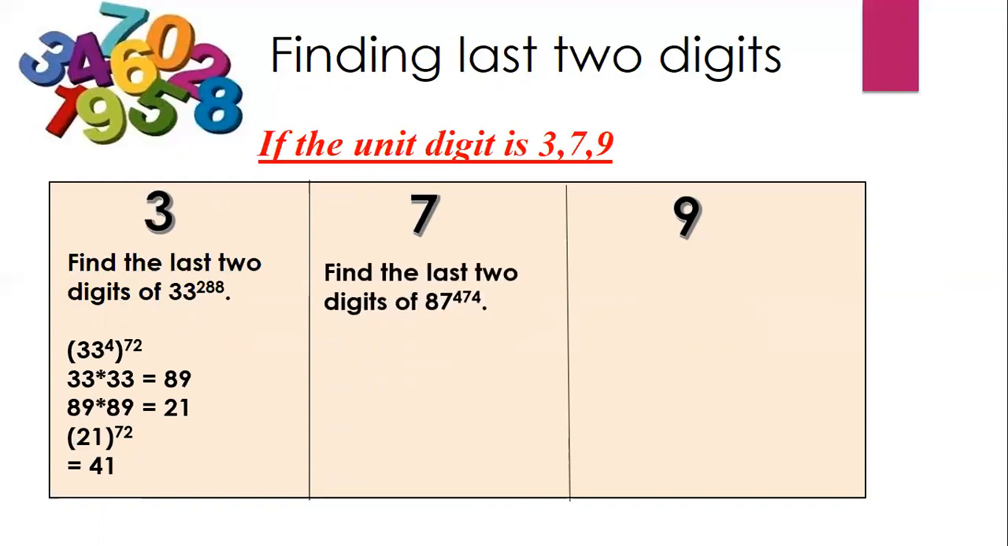Similarly for 7. Find the last two digits of 87 power 474. For 7, we need to first eliminate the multiple of 4. 87 power 4 to the whole power 118. 118 into 4 is 472, so into 87 squared. That will match the powers. For 87 power 4, we need to find out the last two digits. 87 into 87 gives 69. So 87 power 4 is 69 into 69, and we get the last two digits as 61.